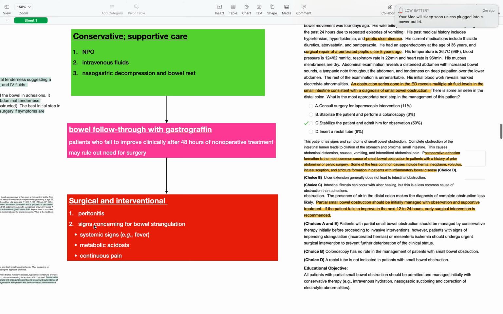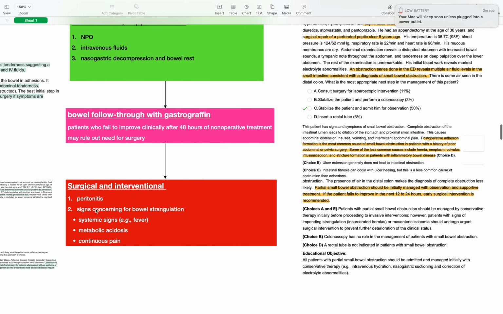Now, who are the candidates who go for surgical intervention? Patients who present with peritonitis, or who have developed signs concerning for bowel strangulation, like systemic signs such as fever, metabolic acidosis, and continuous pain.